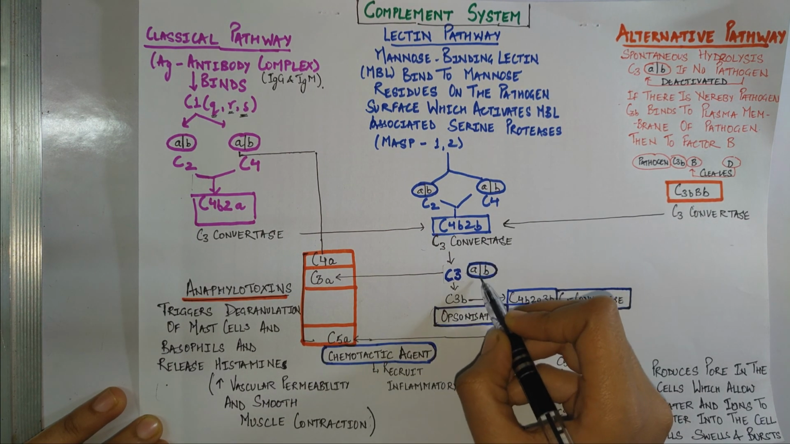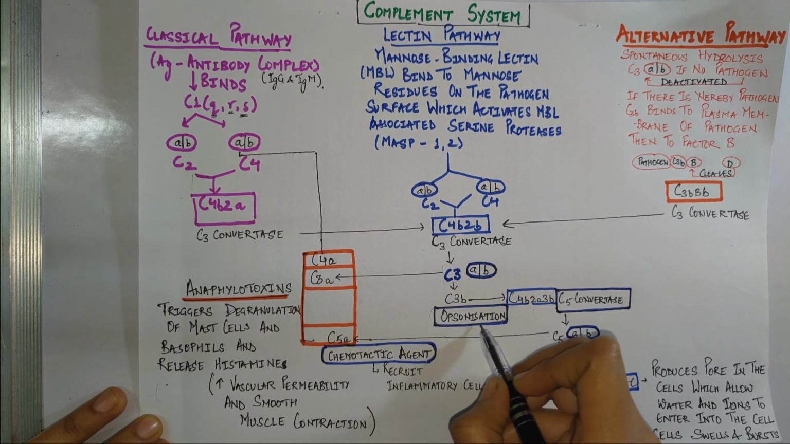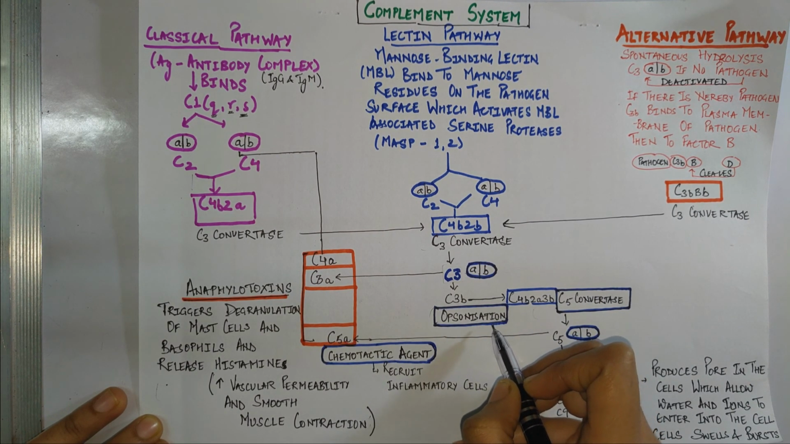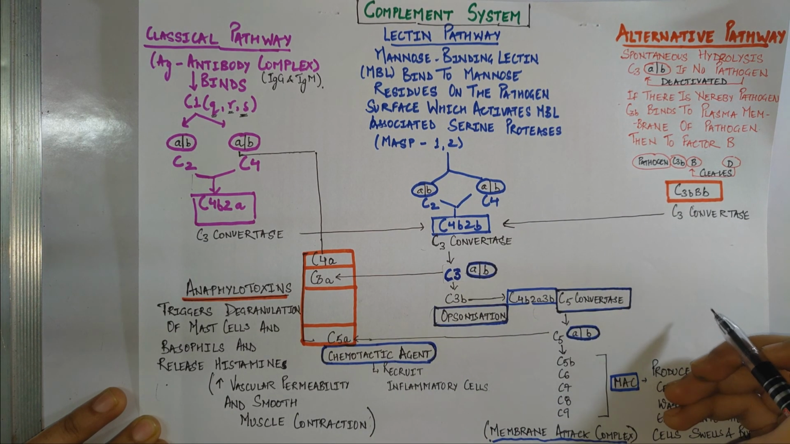C3b resulting from the cleavage of C3 can also act as an opsonin and bring about opsonization by attracting phagocytes and bring about phagocytosis of the cells.